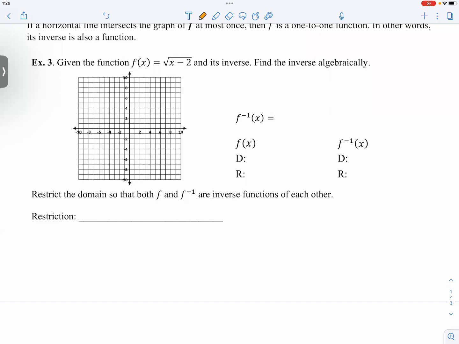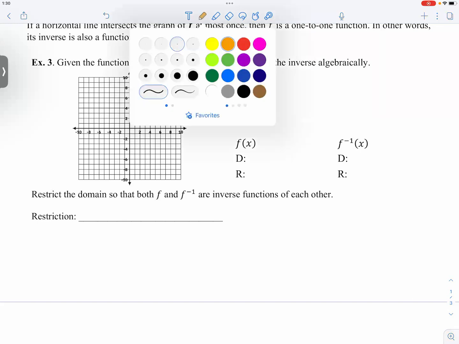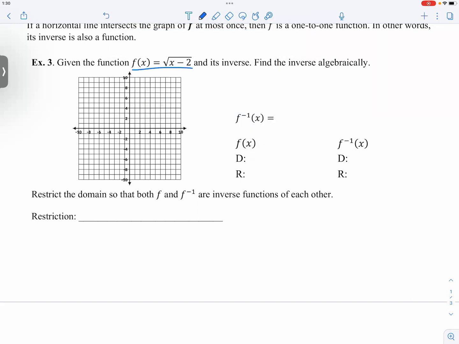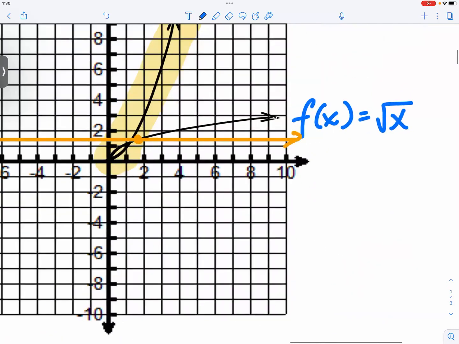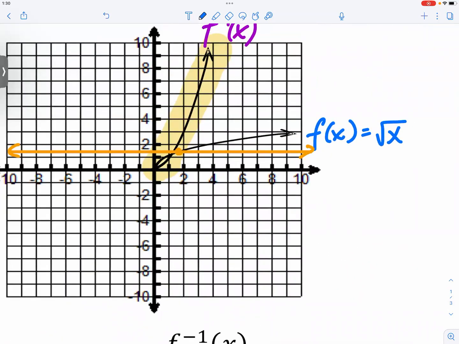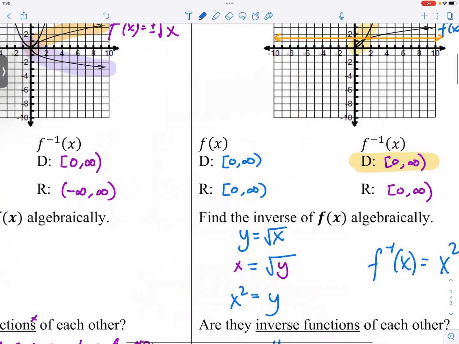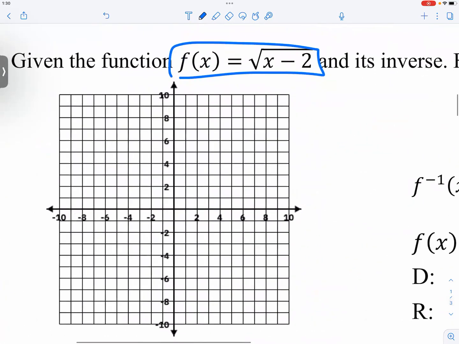Now, for example number 3, we are going to make a graph of f of x. Okay, so this is f of x equals the square root of x minus 2. Earlier we introduced the square root graph. The square root graph looks like this. So it's like half of a parabola going sideways.